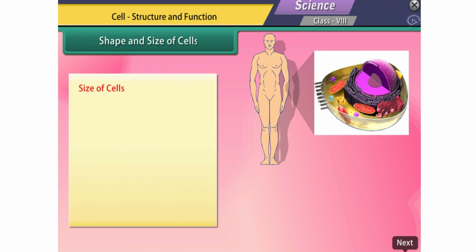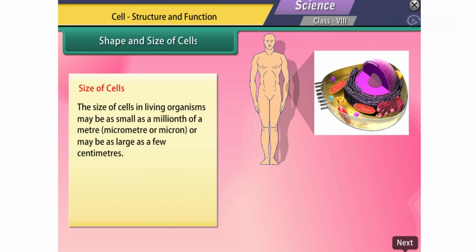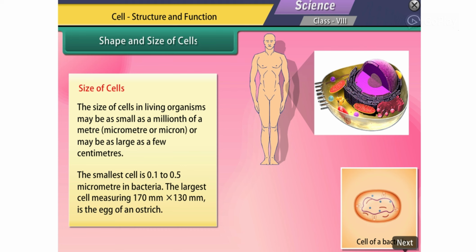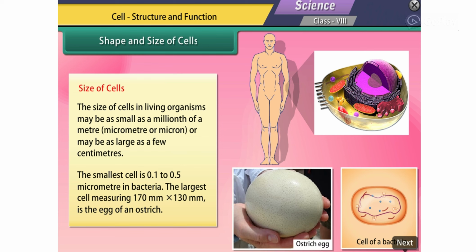Size of cells. The size of cells in living organisms may be as small as a millionth of a meter, micrometer or micron, or may be as large as a few centimeters. The smallest cell is 0.1 to 0.5 micrometer in bacteria. The largest cell measuring 170 mm by 130 mm is the egg of an ostrich.